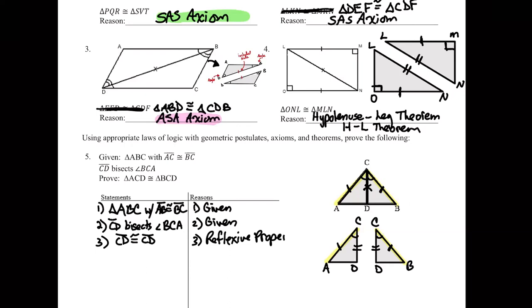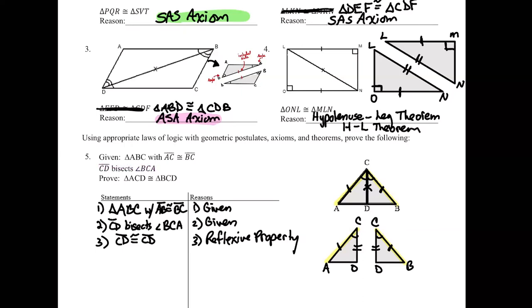Now, we have the information to prove the two triangles are congruent. You just look at the picture. But we don't have the justification yet, right? Because nowhere in my proof did I say that these two angles are congruent to one another. I said it in my picture, but I didn't say it in my proof. In my proof, it says CD bisects BCA.